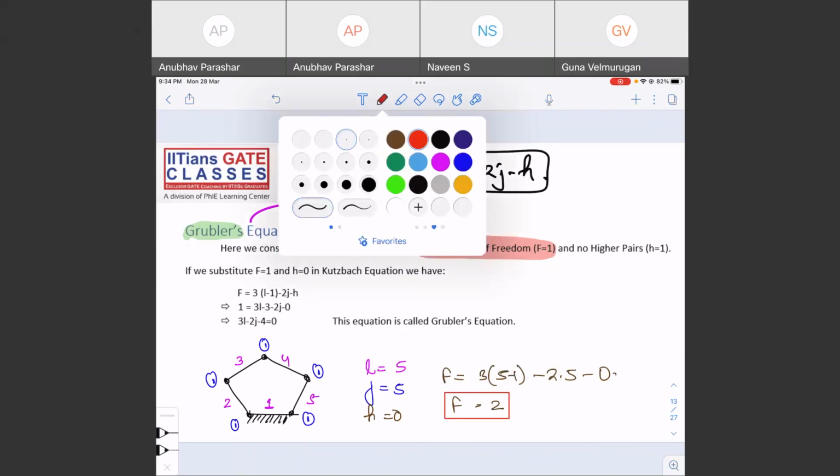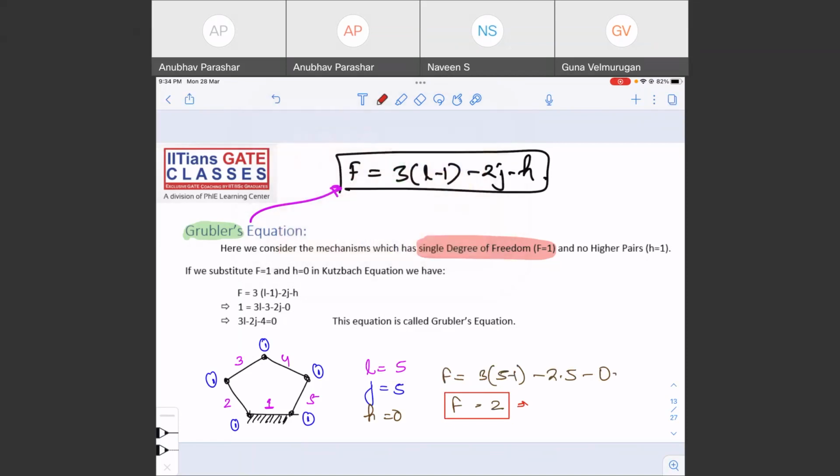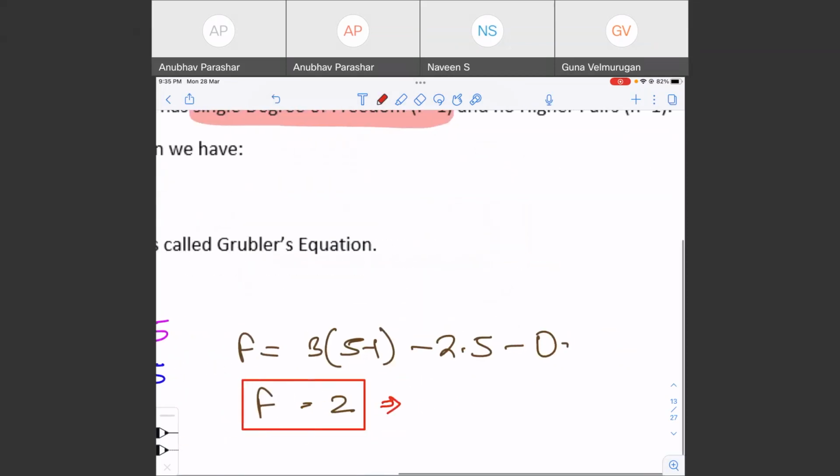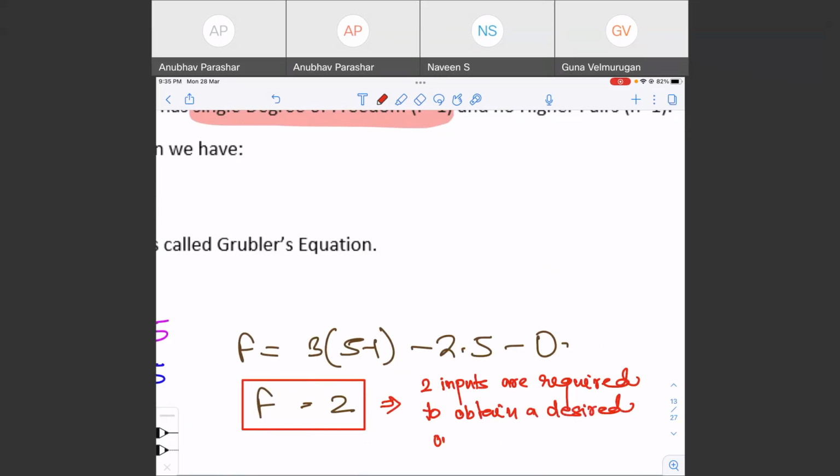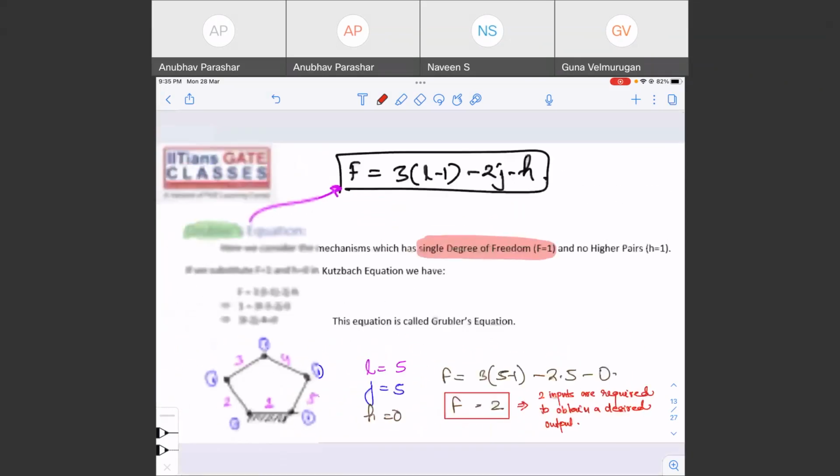So what does it mean? It means that two inputs are required to obtain a desired output.